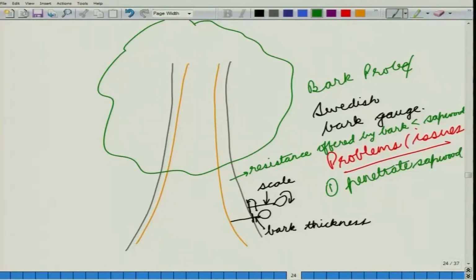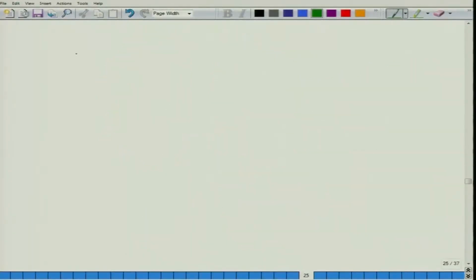So, what is the way out? The way out is to give much more training and experience to the operator. But once we try to do that, the process becomes much more expensive. Let us now have a look at the other indirect method, that was the bark function or relationship.